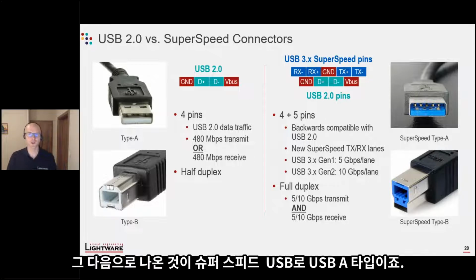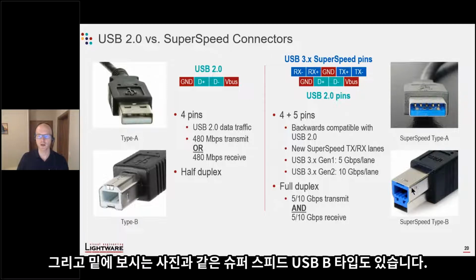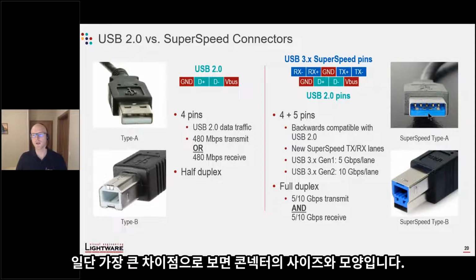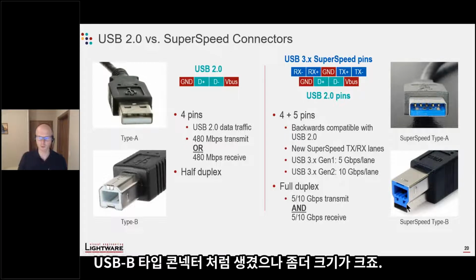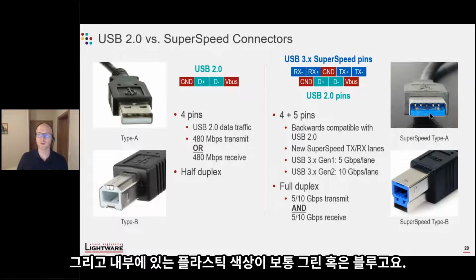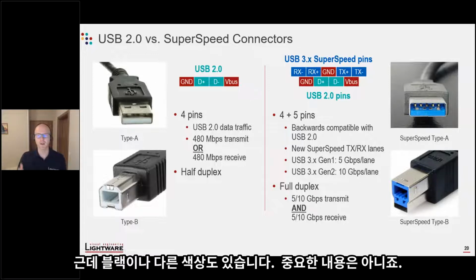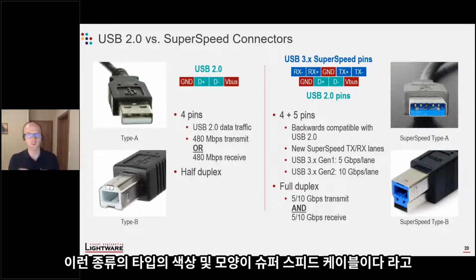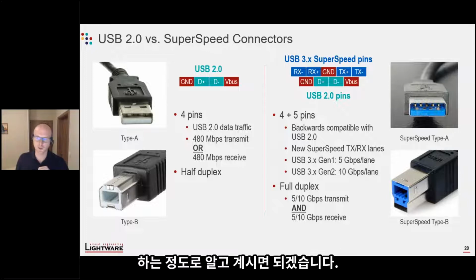Then the next generation of connectors was super speed USB type A, which you see here, and super speed USB type B. You can most likely differentiate them by actually looking at the size of the connector, because the type B connector became a bit taller, but also the color of the internal plastic is usually green or blue, but of course you can find black or any other color, so don't take it for granted that if it's a super speed cable then it should be blue. Some manufacturers do their own thing.